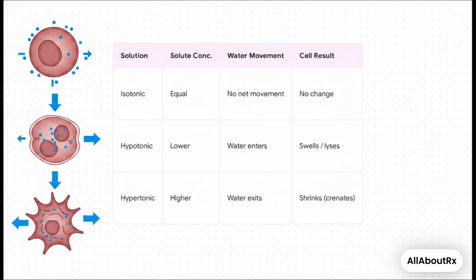In an isotonic solution, the solute concentration is equal to the cell, so there's no net water movement, and the cell stays a totally normal shape. But in a hypotonic solution, the solute concentration outside is lower, so water rushes into the cell, causing it to swell and potentially lyse or burst. No good. Conversely, in a hypertonic solution, the concentration outside is higher, so water is violently pulled out of the cell, causing it to shrink and shrivel, a process known as crenation.